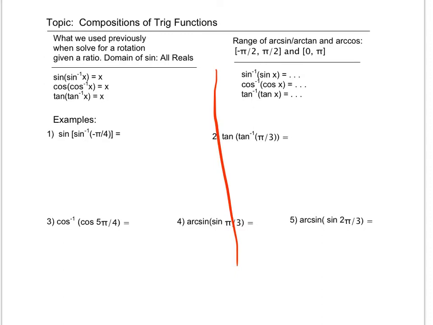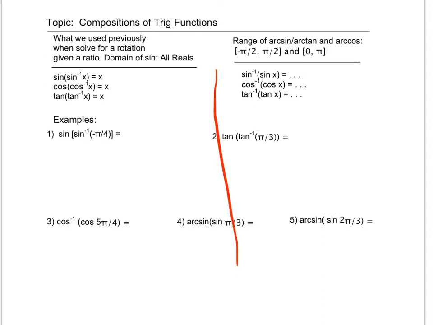We said, oh, I'll just take the sine inverse or the cosine inverse or tangent inverse of both sides, and sine and sine inverse or cosine and cosine inverse, tangent and tangent inverse, they cancel. Well, that's not entirely true. Now that we have a little more information about domains and ranges, we'll see why.